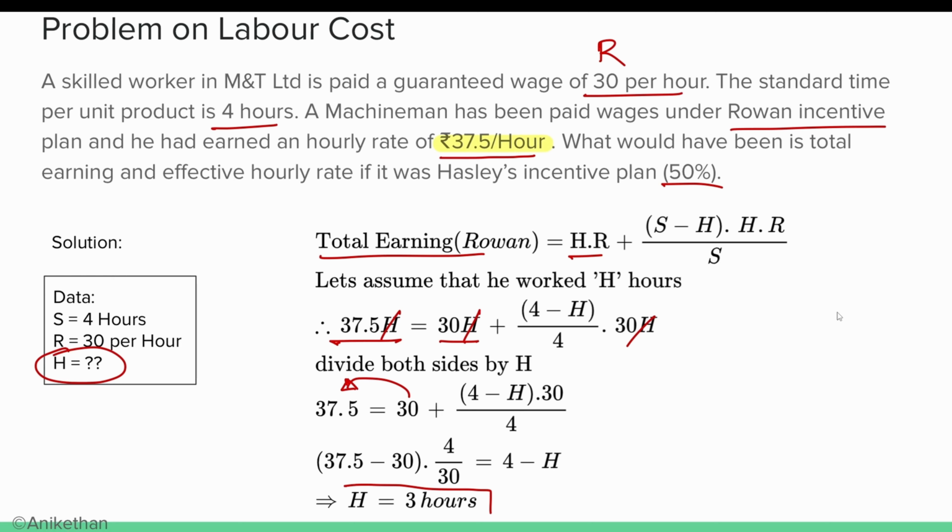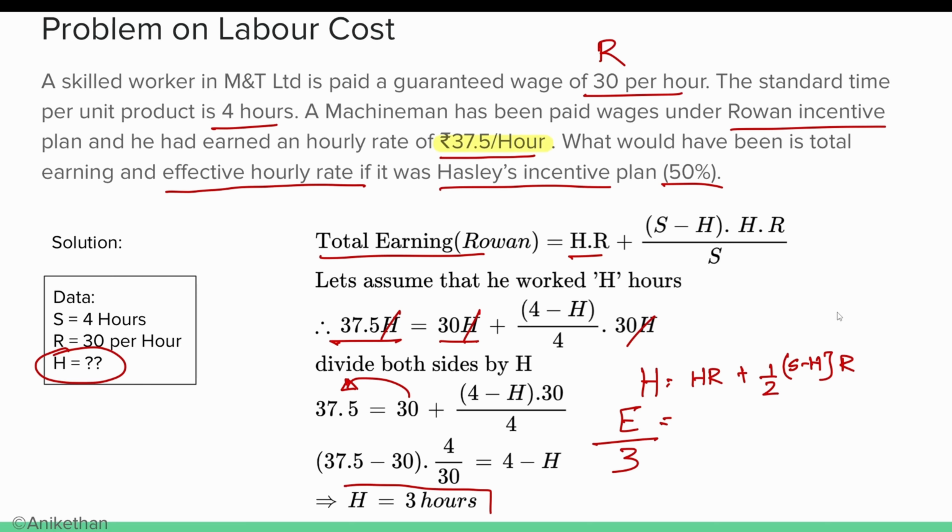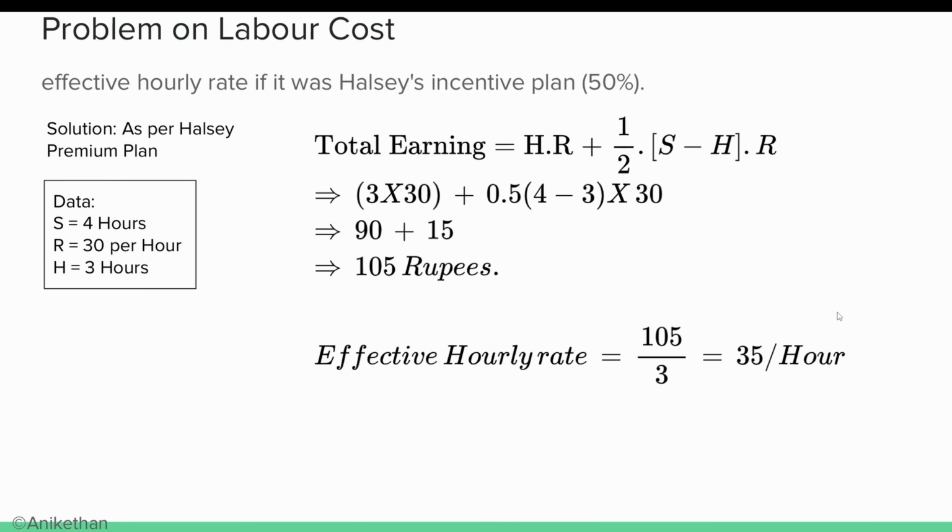Now next, they are asking what is the effective hourly rate if it was Halsey's incentive plan. So Halsey's incentive plan equation is H R plus 1 by 2 into S minus H into R. So now you know all the parameters. If you substitute all, you will get total earning and divide by 3 hours, you will get the effective hourly rate. So the same thing is shown here. The total will be 105 rupees divided by 3, he will get 35 per hour. So from the employee perspective, it is in his best interest to go with Rowan incentive plan.